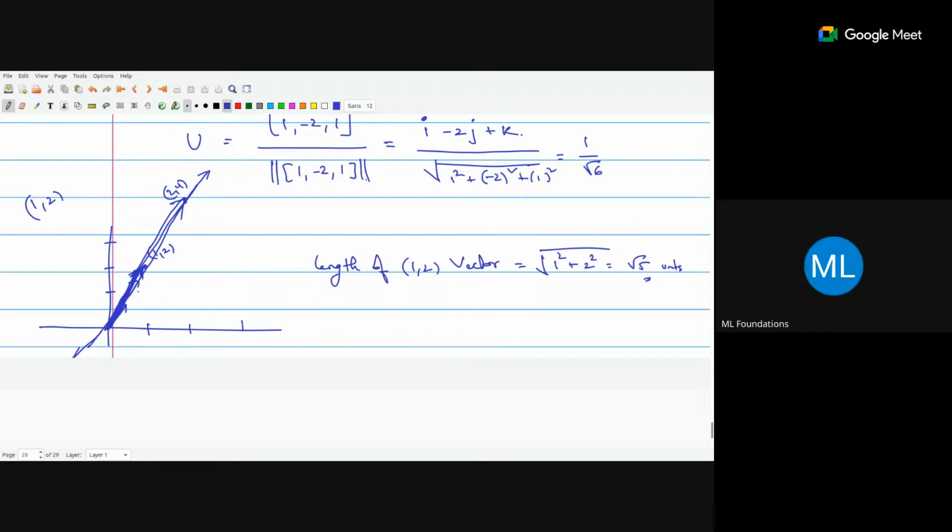As I said, all the vectors on this line are scalar multiples of each other. I need a vector which is a scalar multiple of this. So I say alpha comma 2 alpha, and this vector's length should be equal to 1. So I need some alpha such that alpha square plus 4 alpha square is equal to 1. If I solve this, what will I get? Alpha.